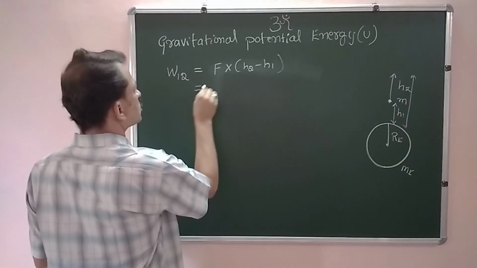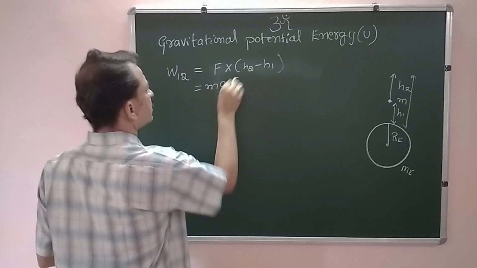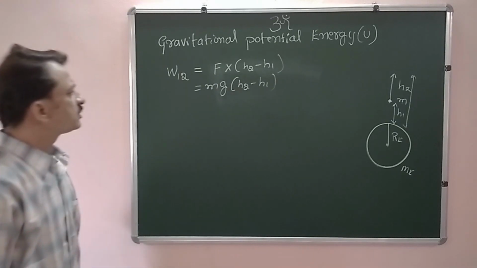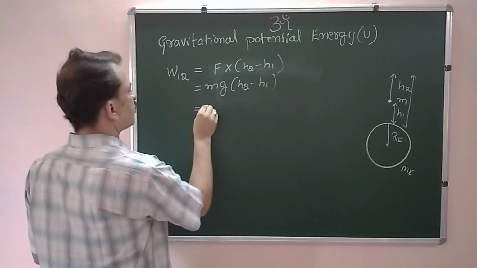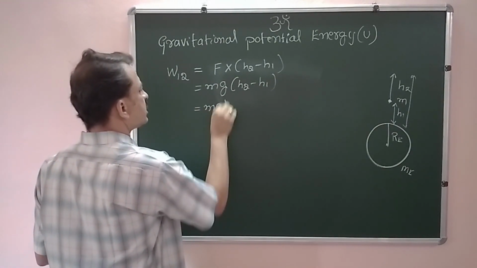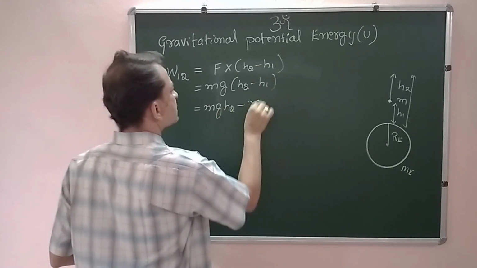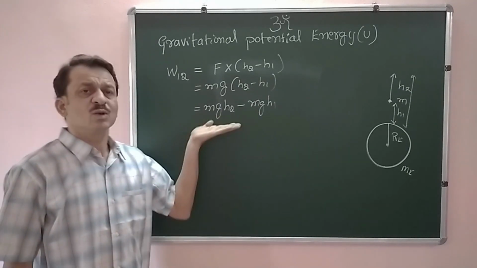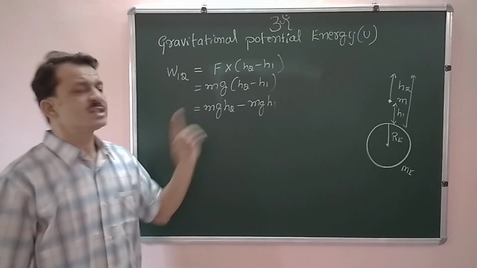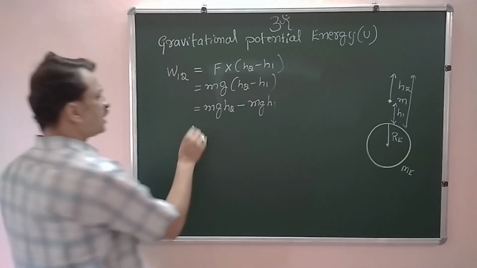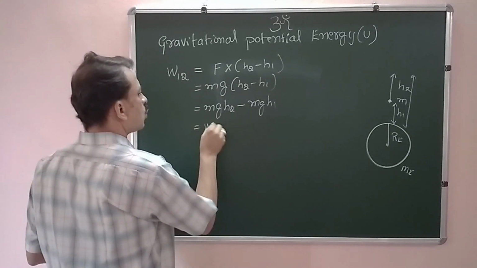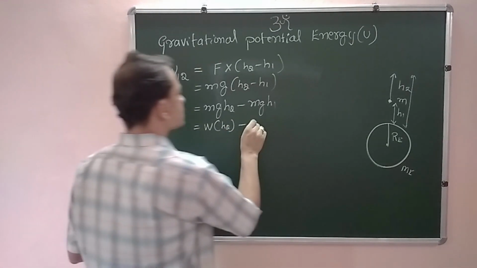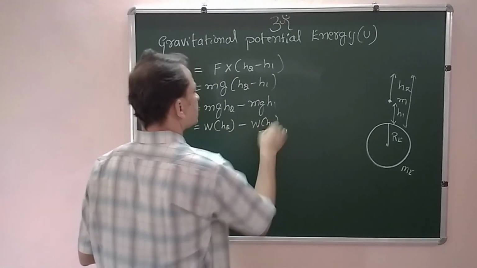Now what is the gravitational force? It is m into g. Force into displacement, h2 minus h1, that is work done. So therefore I will write it is m g h2 minus m g h1. Now this is the work done. M into g into h is the work done. I will write this as work done at the final position minus work done at the initial position.